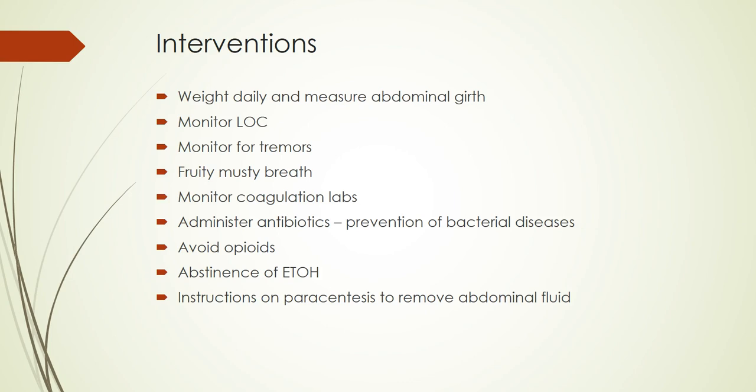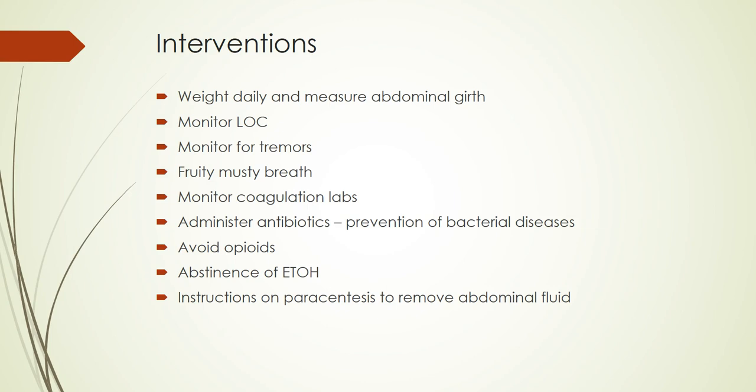See other interventions. We talked about the weight daily and measuring abdominal girth for distension. You monitor their level of consciousness. Monitor for tremors. Because remember, if they're going to get diuretics to pull off some of the fluid, a lot of times they'll lose the electrolytes. There are several electrolytes that will cause the tremors, so definitely make sure you know which ones those are.